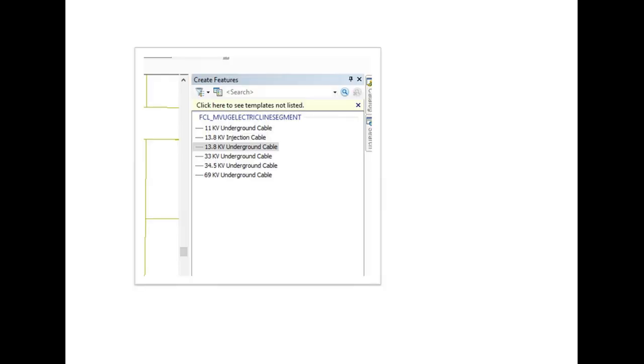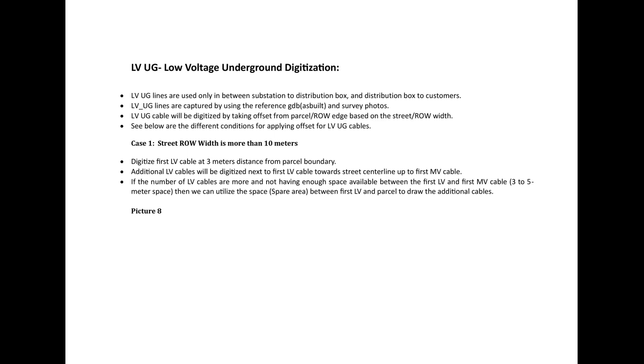Select the MV-UG segment with respect to the primary voltage of the transformer for digitization, as shown in the picture. Picture 7. LV-UG, low voltage underground digitization. LV-UG lines are used only between substation to distribution box, and distribution box to customers. LV_UG lines are captured by using the reference GDB, as-built, and survey photos.